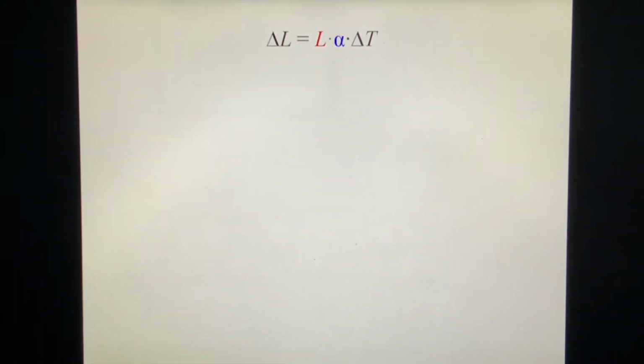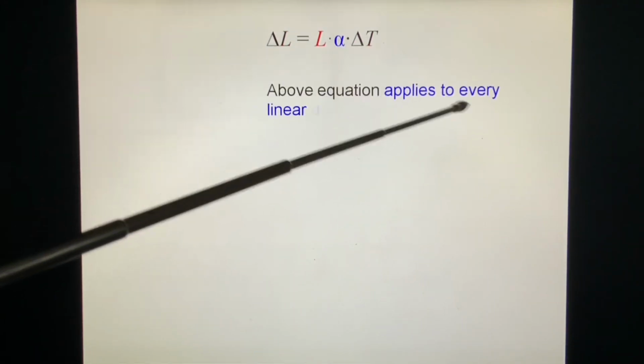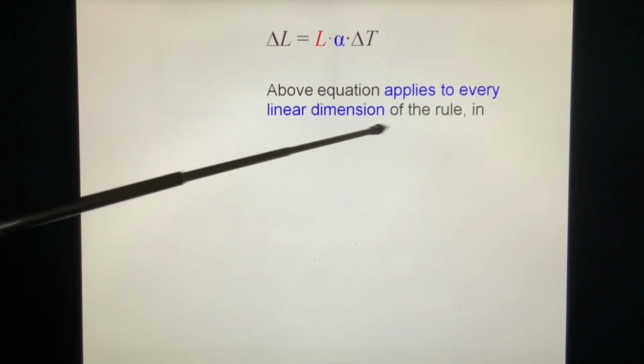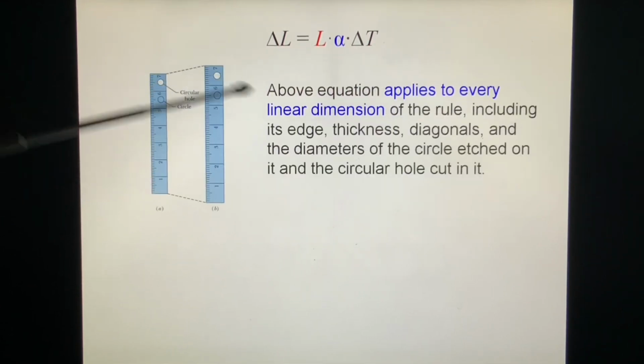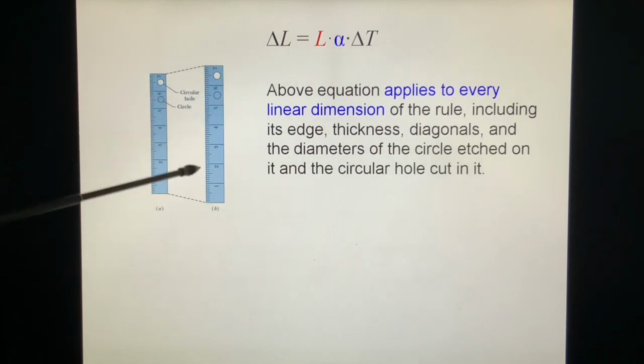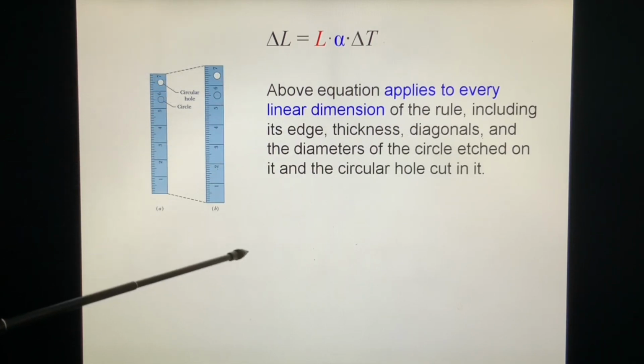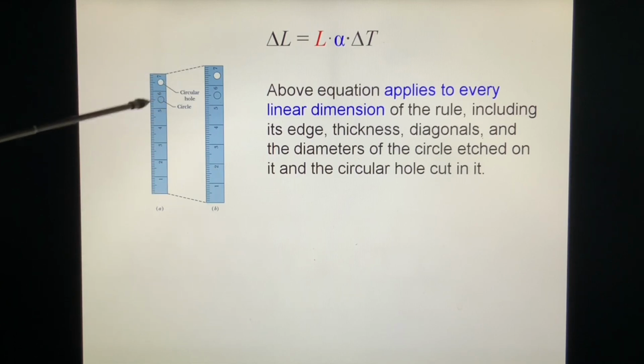Delta L equals L alpha delta T. The above equation applies to every linear dimension of the plate, including its edge, the thickness, diagonals, the diameter of a circle etched on it, and a circular hole cut in it.